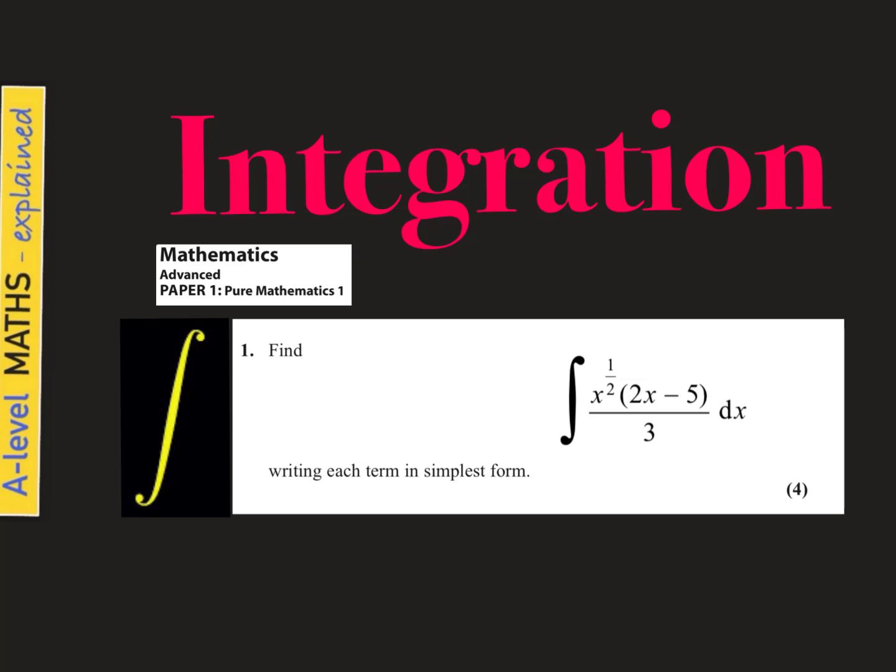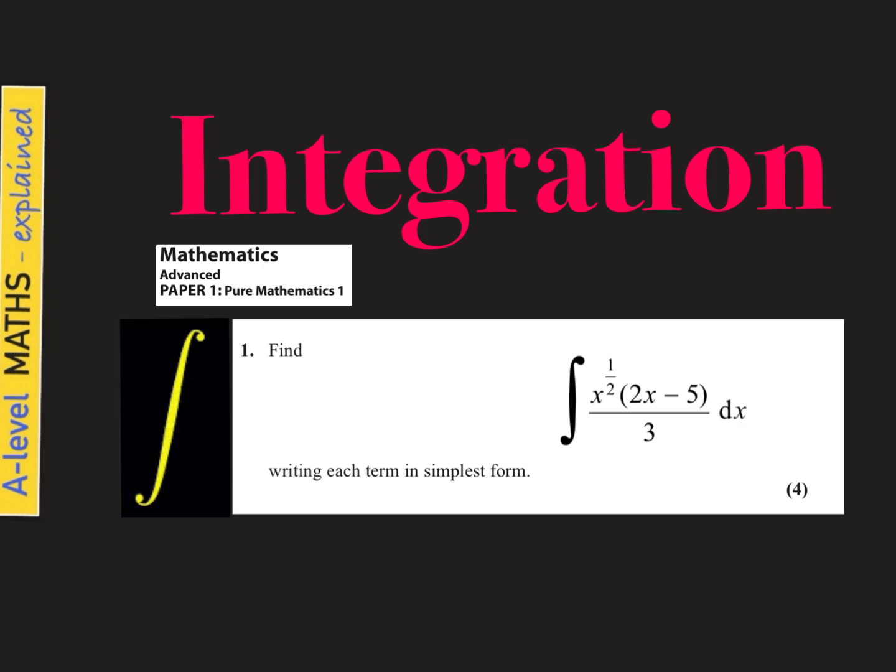For this question, we're going to be finding the integral of x to the power of half multiplied by (2x minus 5) all over 3, dx. So we are integrating this function with slices along the x direction.